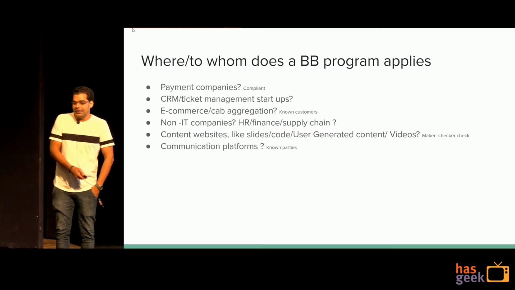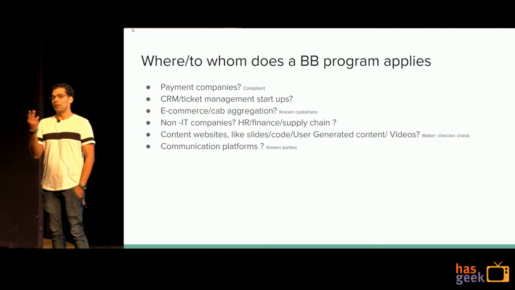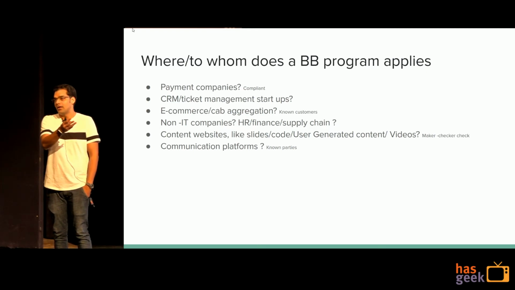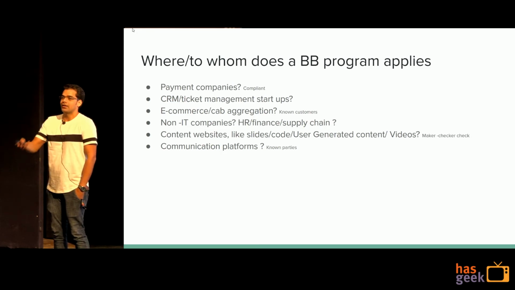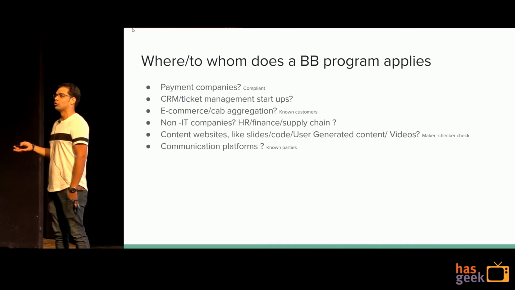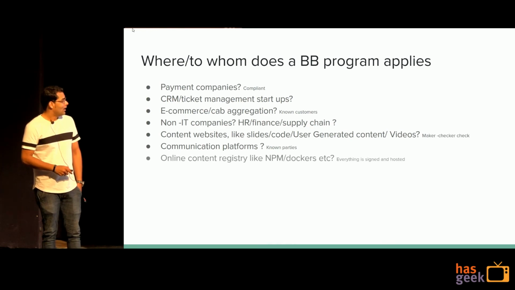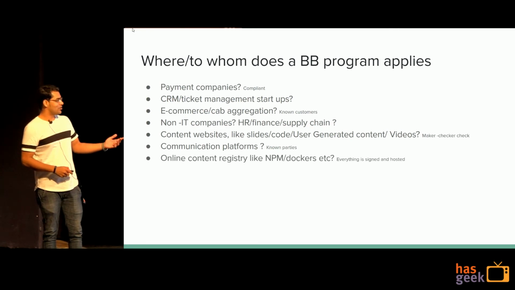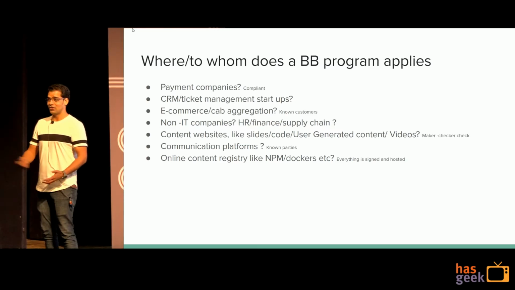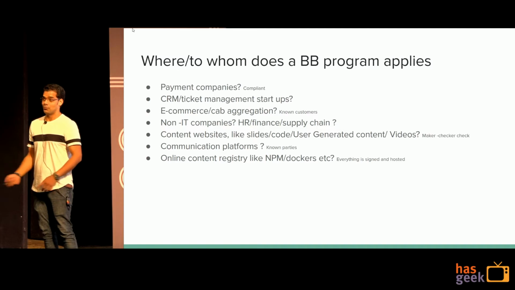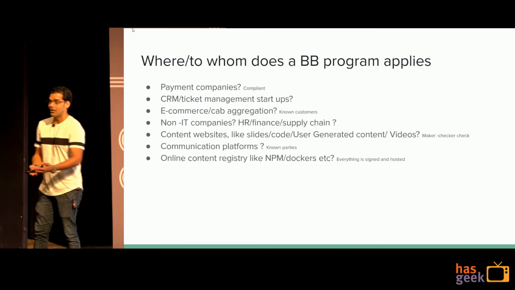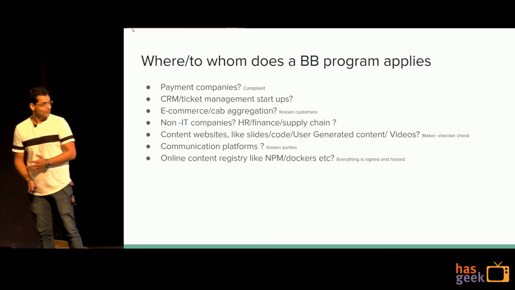A communication platform like Slack, where 2 people talk to each other and know each other. I'm talking to, let's say, Kiran here. I know I'm talking to Kiran, and Kiran knows he's talking to Sharab. How can a bug bounty program add value for those organizations? Online registries like NPM, Docker, DevOps conferences: you think it's all trusted, signed, everything is there. We know what happened with Docker a few months back, and with NPM a year or so back.